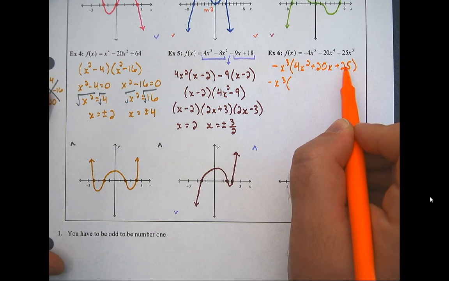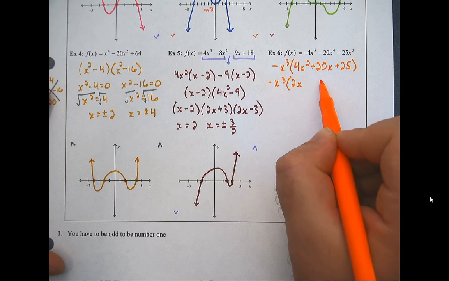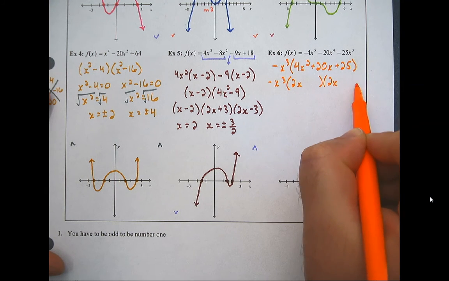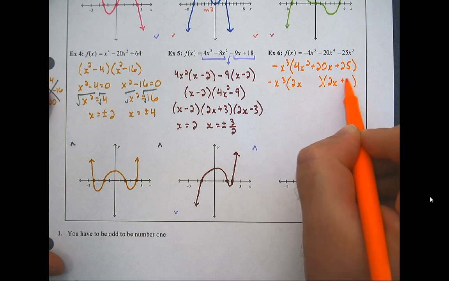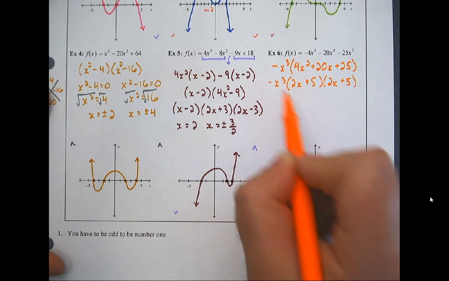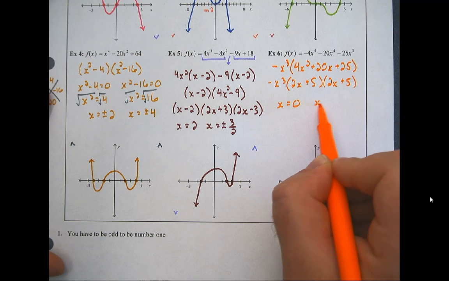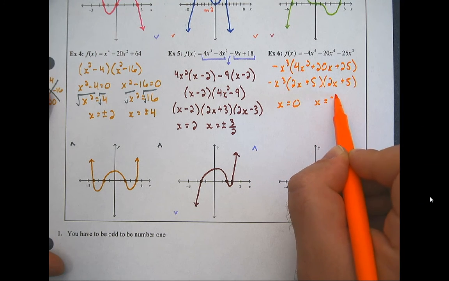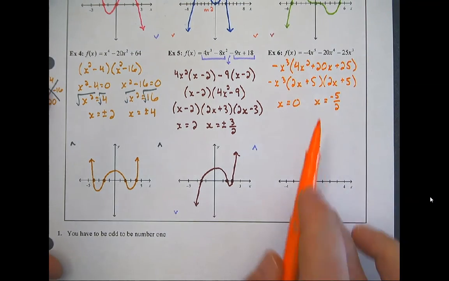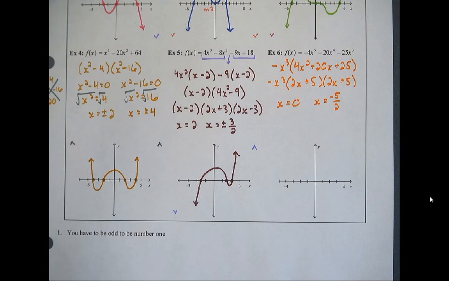Factors of 100 that make 20 are 10 and 10. So that's going to be 2x, 2x. I need to make a 10 and a 10, so that's plus 5, plus 5. ZPP, I get x equals 0. ZPP, I get x equals negative 5 halves. Now, I'm supposed to have 5 zeros. We only have 2. So where are the other ones?